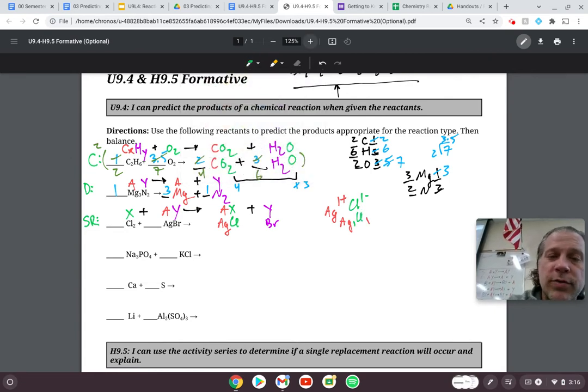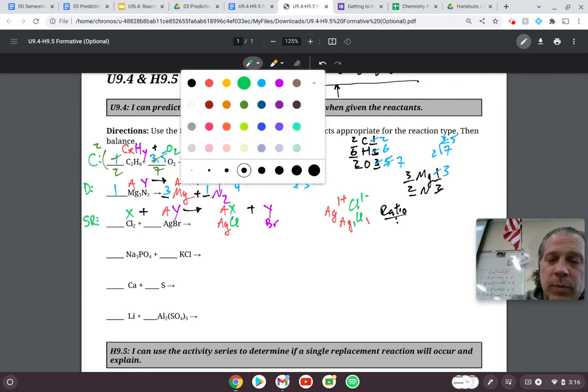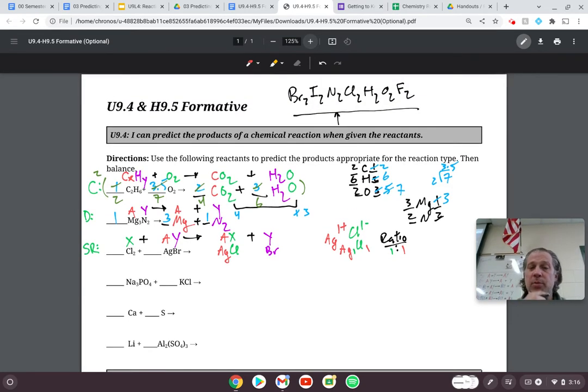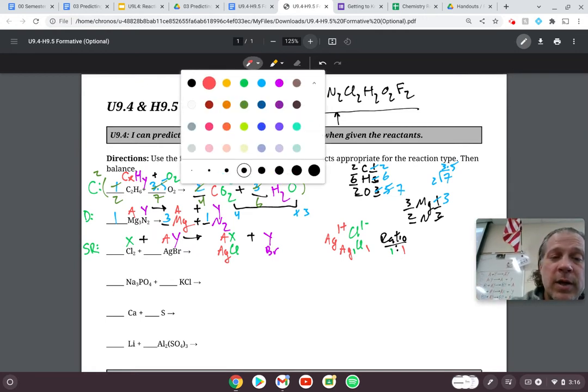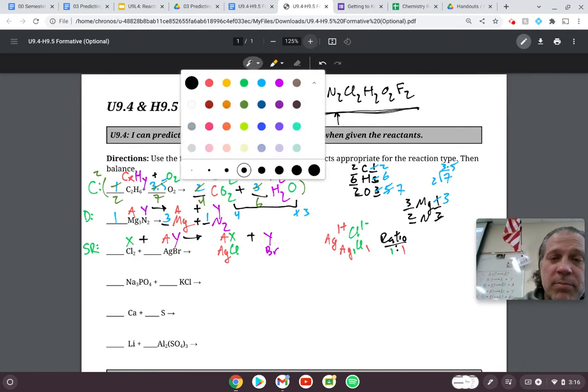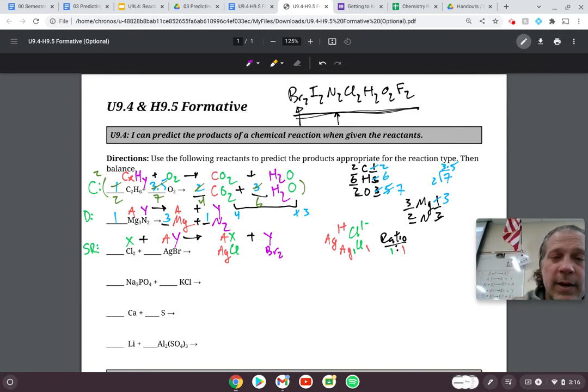right? And so I will check my ratio, and my ratio here is 1 to 1. So I can't really simplify that any further. So I'm just going to leave it as AgCl. Now I have this single element bromine by itself, and I'm going to go back up to the list of diatomic molecules up here again, and I'm going to see if bromine is there. And there it is. There's bromine. So that means that bromine has to have a 2 behind it.